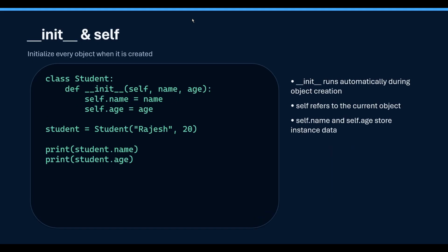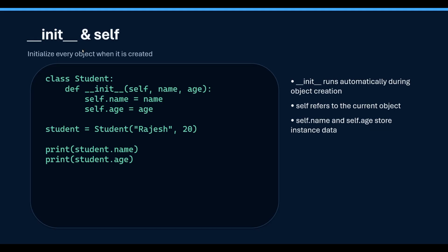Now we have init and self. This init is created while defining the class. Think of the class as a blueprint for the house, and the object as the actual house built from the blueprint. So init will be like the construction worker who will be building those houses, and self will be the current house on which the construction worker is working. This is how we can understand init and self.